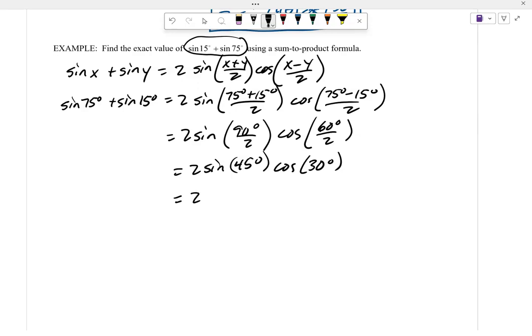And I say, well, we know the sine of 45, the y value there at 45 degrees. I know the cosine at 30 degrees is root 3 over 2. And 2 over 2, that'll cancel. So it looks like I got root 2 times root 3 is root 6 all over 2.